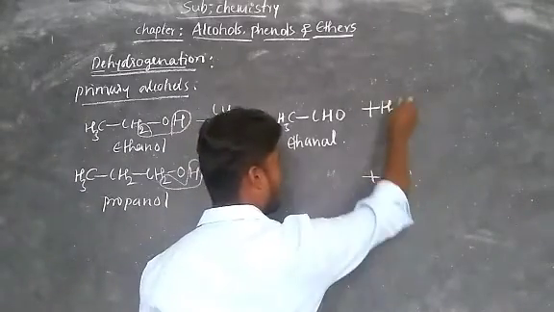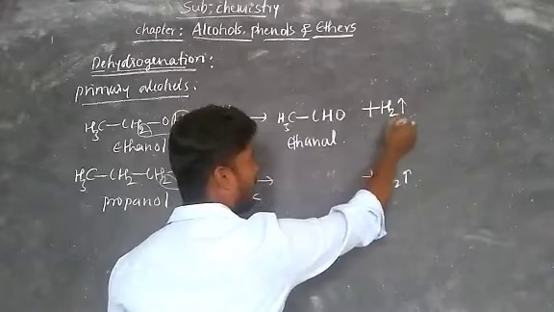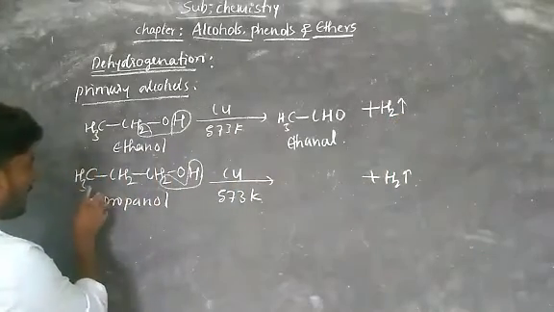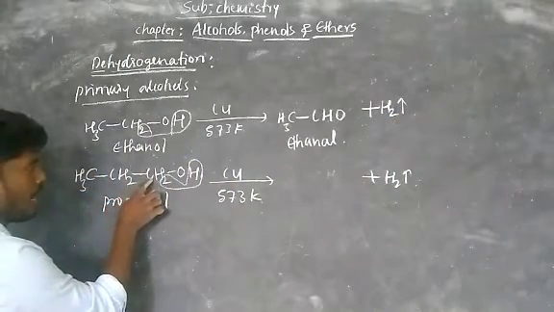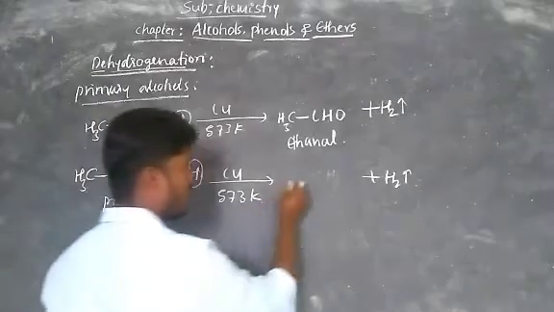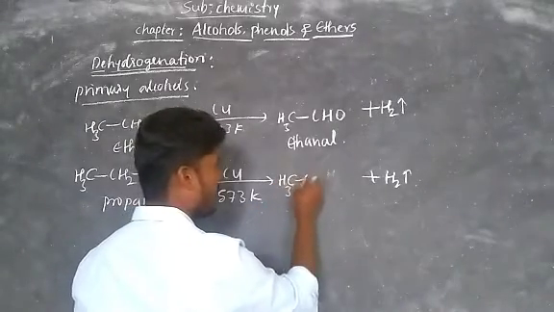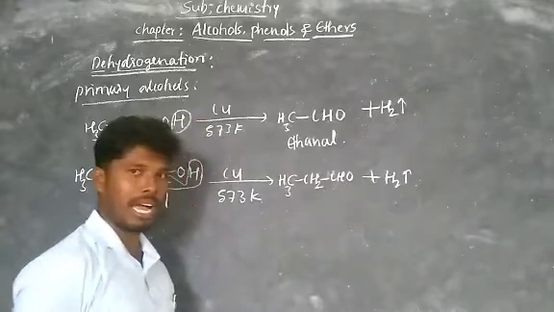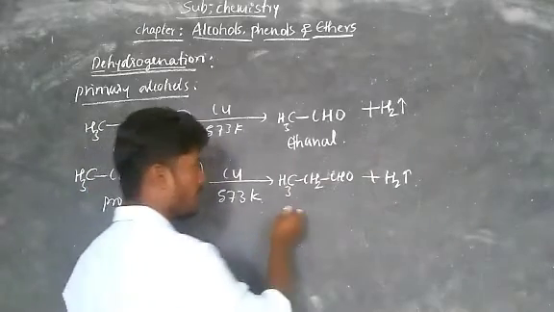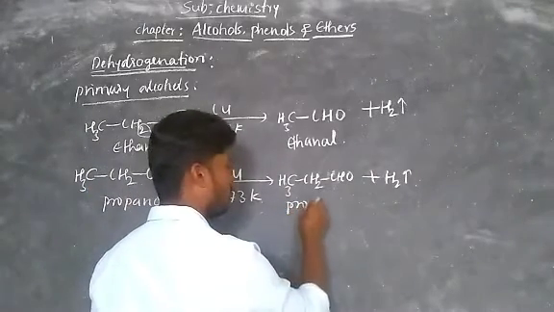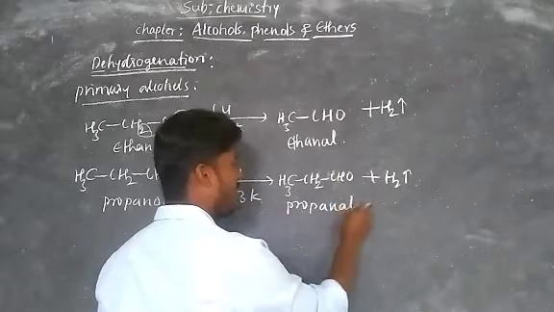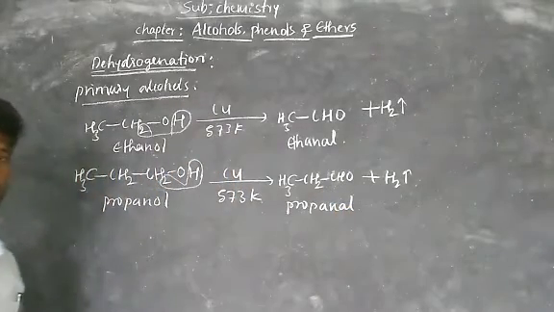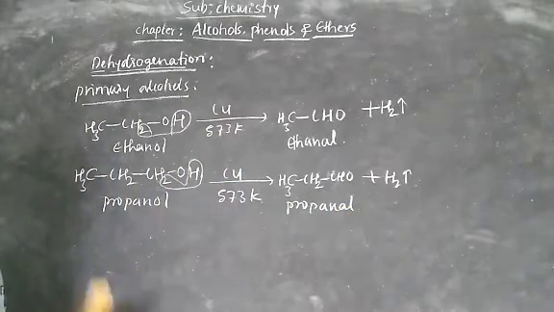This is gas, show it like that. Now the remaining is CH3, CH2 and CHO, that is CH3, CH2 bond CHO. Don't write COH, always write CHO. So this is called propanal, that is aldehyde. Okay, this is the dehydrogenation of primary alcohol.